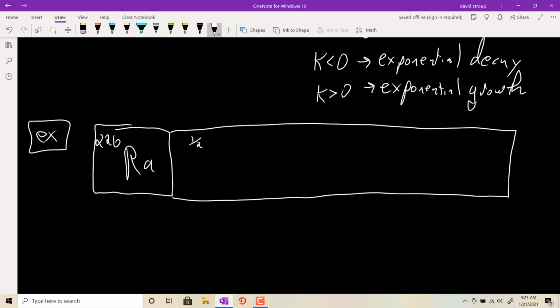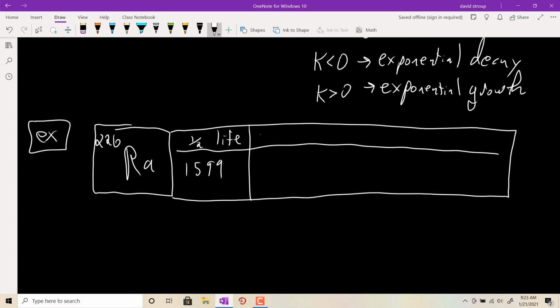Okay, so the half-life is 1,599 years. And they want you to figure out the initial amount. And then figure out how much is there after 1,000 years. And they give you how much is there after 10,000 years. So they're telling you there's 0.1 grams after 10,000 years, and you have to fill in the blanks.